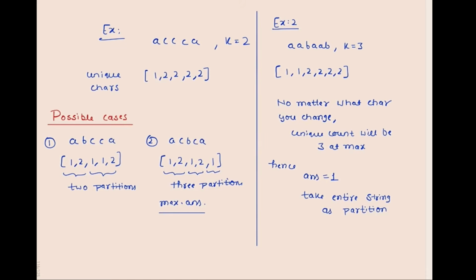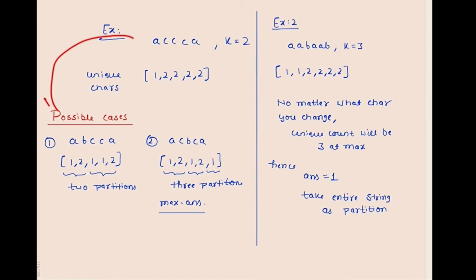We are allowed to change one character in the string to any other character, and we have to maximize the number of partitions that we can have. For this example, the maximum unique characters we have is 3. No matter what character we change, maybe we change A to C or B to Z, whatever, our overall string will have at most these three unique characters. Even though we change it, we still have only three unique characters. So that's why the answer for this will be 1.